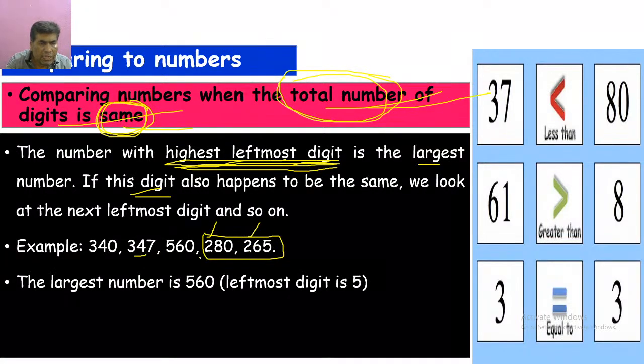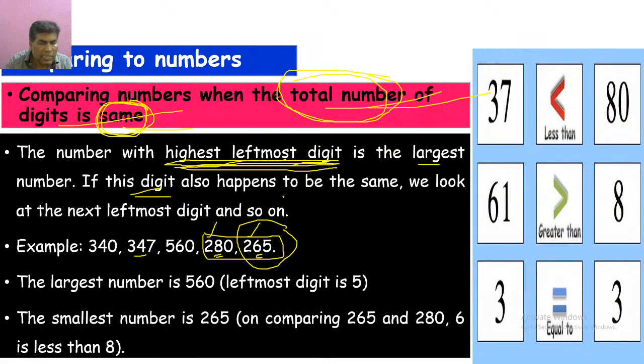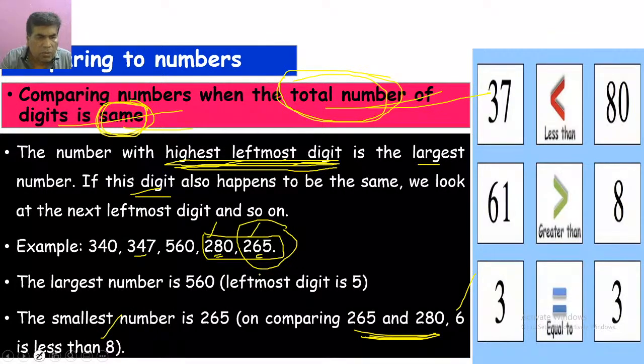If the leftmost digit is the same, what do we have to do? We have to compare with the next digit, the immediate next leftmost digit. What is the next digit? Here it is 8, here it is 6. Which one is least? 6 is the least. So 265 is the least number, because on comparing 265 and 280, 6 is less than 8. So many of you gave the correct answer.